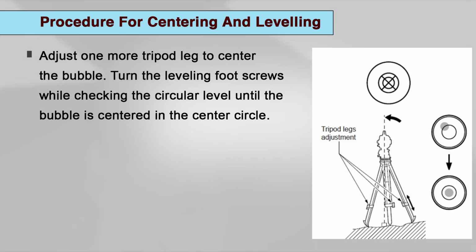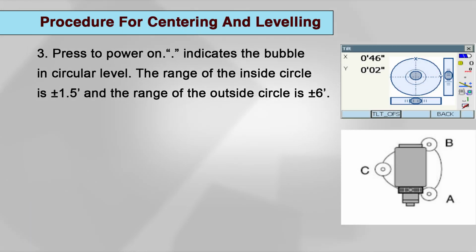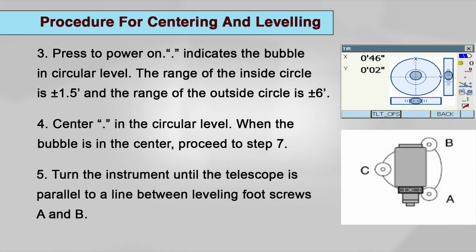Adjust one more tripod leg to center the bubble. Turn the leveling foot screws while checking the circular level until the bubble is centered in the center circle. Press the power on, and indicate the bubble in the circular level. The range inside the circle is plus minus 1.5 minutes and the range of the outside circle is plus minus 6 seconds. Turn the instrument until the telescope is parallel to the line between leveling foot screws, as shown in figures A and B.